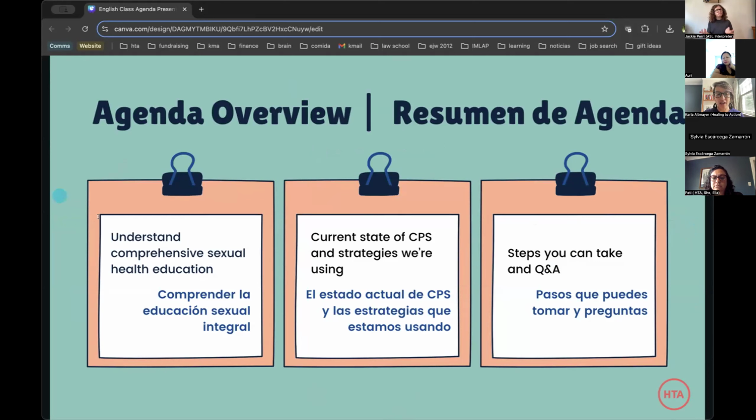So today in our agenda, we're going to first review what comprehensive sexual health education is and what it should look like in practice in schools. Next, we're going to understand the current state of implementation of sexual health education and the state of sexual abuse within CPS. Then we'll share our strategy for moving the district to implement sexual health education at the district level. And we'll end with steps that you can take to ensure the proper resources are invested.